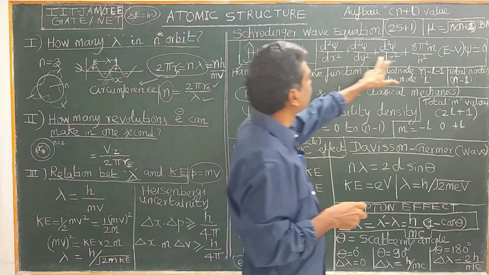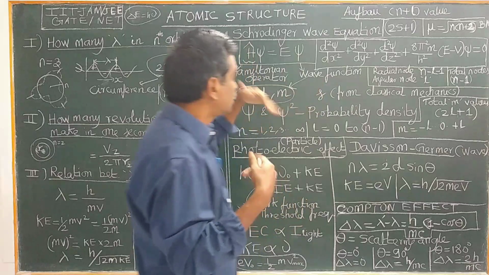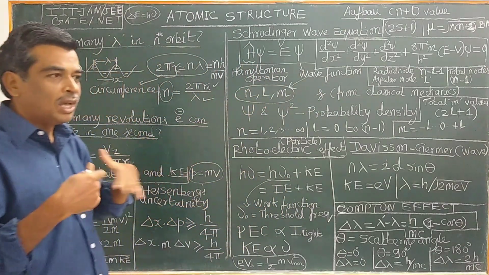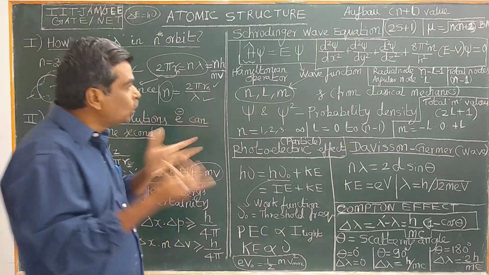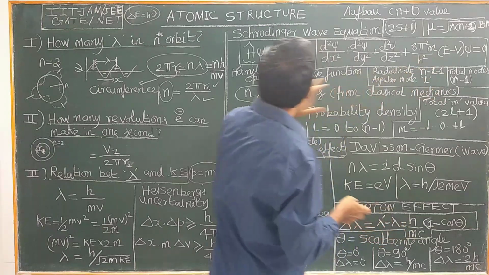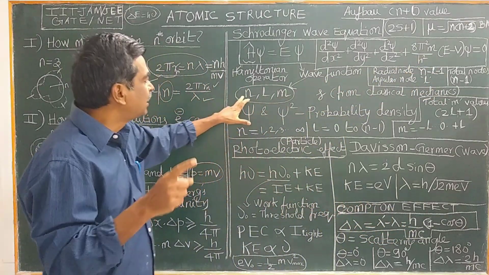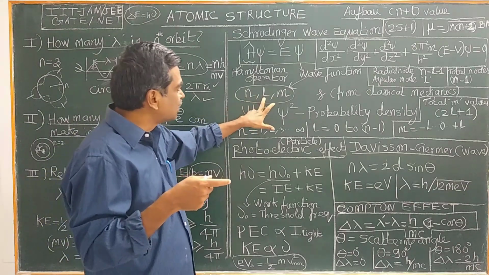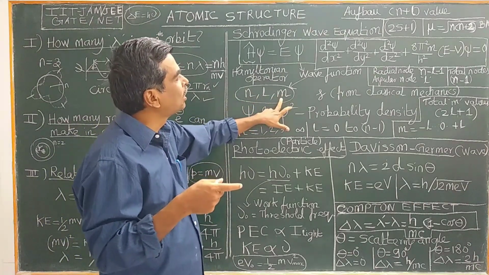On solving this second order differential equation, Schrodinger obtained three quantum numbers. For example, if you solve any equation, you will get solutions. Similarly, on solving this Schrodinger wave equation, he obtained three quantum numbers: n, l, m. N is the principal quantum number, l is the azimuthal quantum number, and m is the magnetic quantum number.